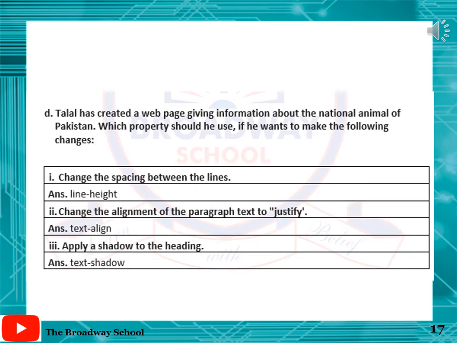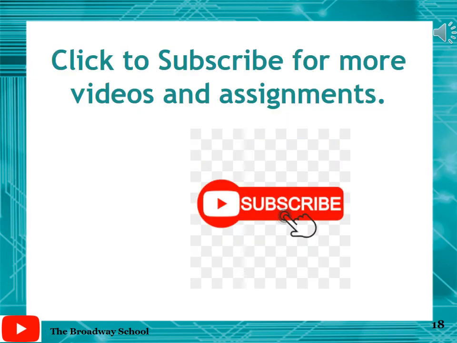Now the last part. Tala has created a web page giving information about the national animals of Pakistan. Which property should he use if he wants to make the following changes? Change the spacing between the lines. He will use line height. Change the alignment of the paragraph text to justified. Text align, and he will write justified there. Apply a shadow to the heading. Text shadow.